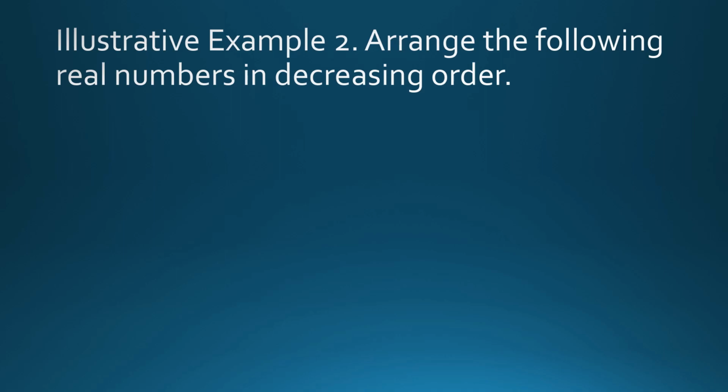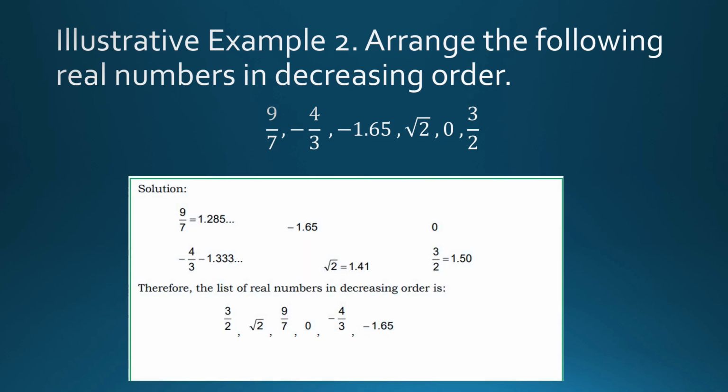Let us have example number 2. Arrange the following real numbers in decreasing order. So when we say decreasing, that is from highest to lowest. So given 9/7, -4/3, -1.65, square root of 2, 0, and 3/2. Solution, convert 9/7 into decimal, that is 1.285, and so on.